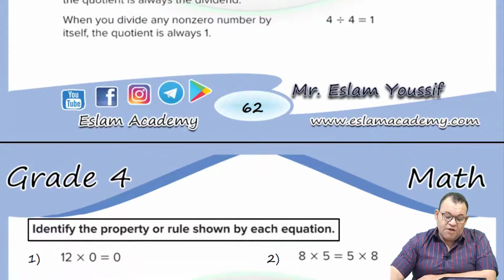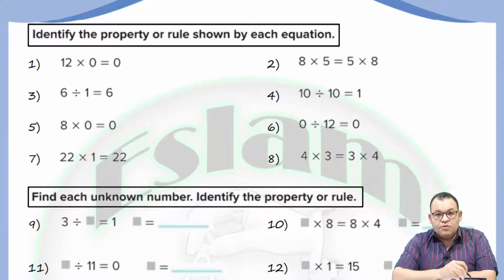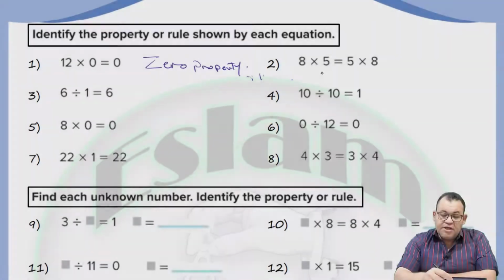Now how can we find the answer to the questions? We need to identify the property or the rule in each of the following. 12 multiplied by 0 equals 0. In this question, we multiply a number by 0, so that's called the 0 property in multiplication. 8 times 5 equals 5 multiplied by 8. You change the order but keep the same numbers. That's defined by the commutative property.